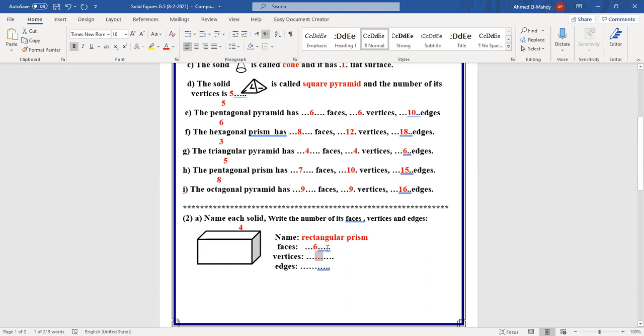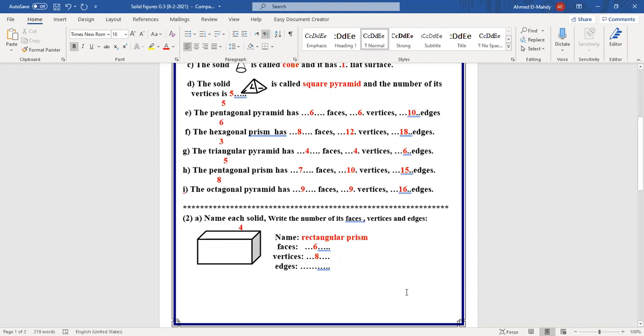To find the number of faces, we have this formula: number of base sides plus 2. To find the vertices, multiply the number of base sides by 2, and to find the edges, multiply the number of base sides by 3. So to find the number of vertices here, you multiply the number of base sides, 4, by 2. 4 multiplied by 2 equals 8. Please watch yesterday's video.